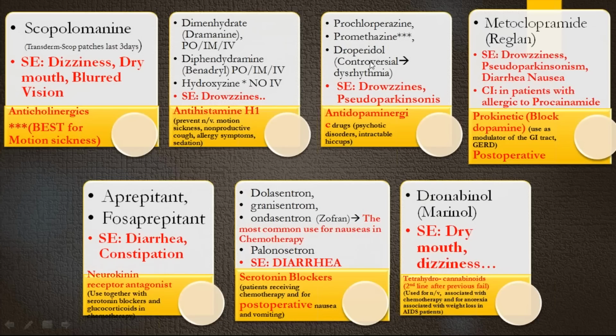We have prochlorperazine and droperidol, which are antidopaminergic, so they are going to decrease the dopamine. Too much dopamine can produce nausea. Metoclopramide is a prokinetic that is going to have the same effect but in a different way, blocking the dopamine. We have the neurokinin that is coming from areas close to the cortex of the brain.